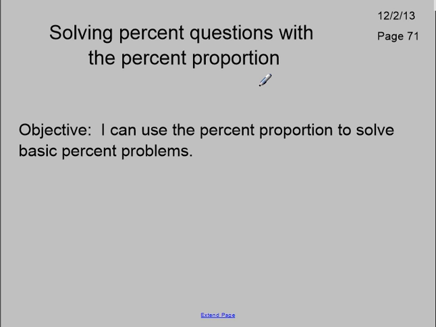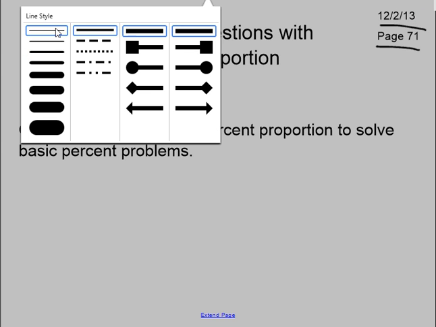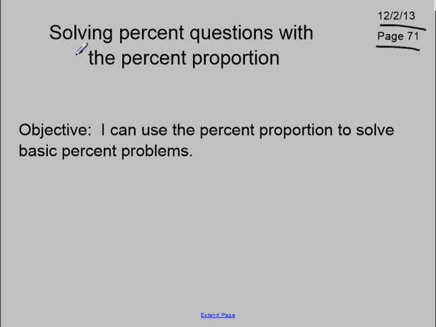Go ahead and set up on page 71 of your notebook, this page, and today's date should be 12/2/13. This is Monday's homework. It's due Tuesday. And your heading is solving percent questions with the percent proportion.